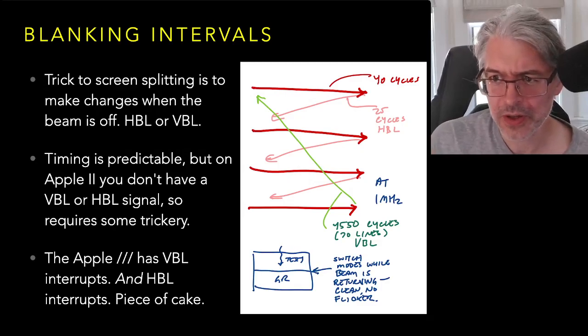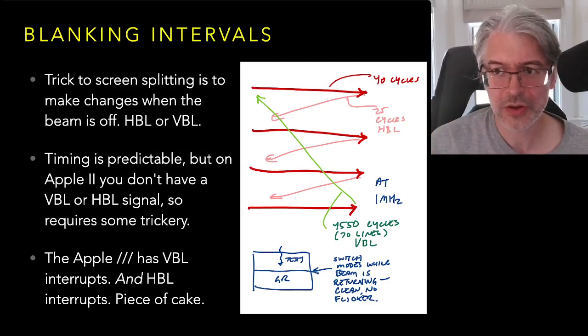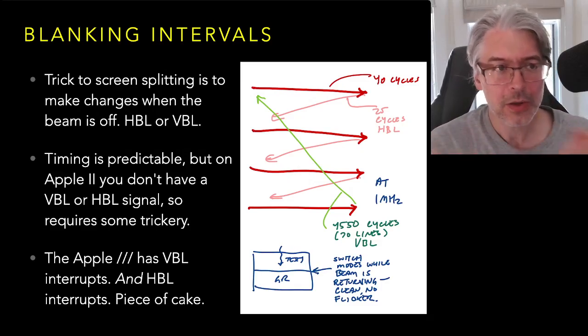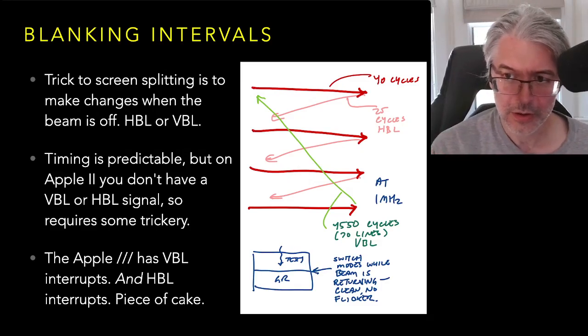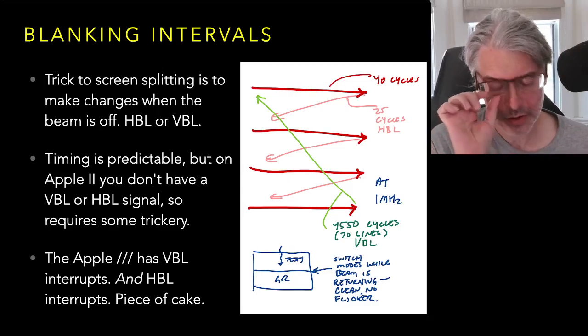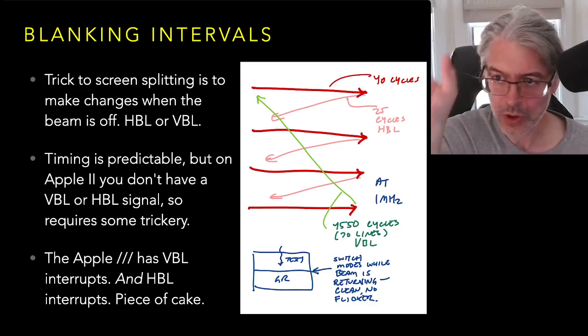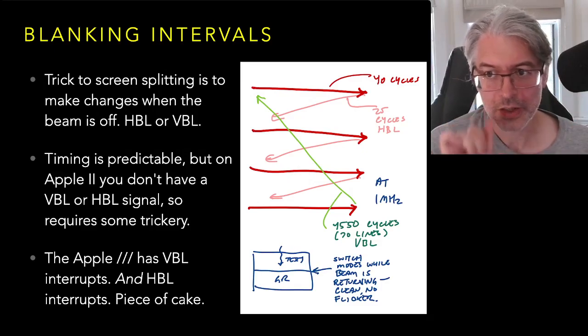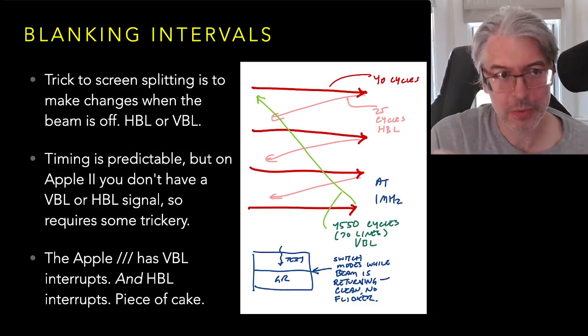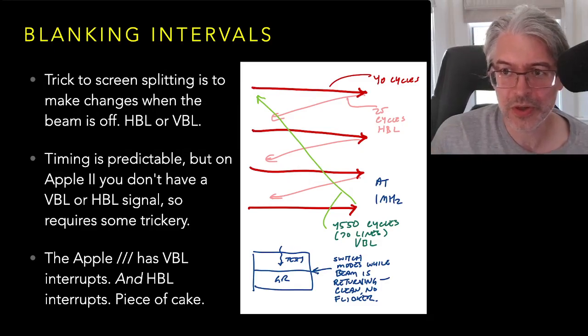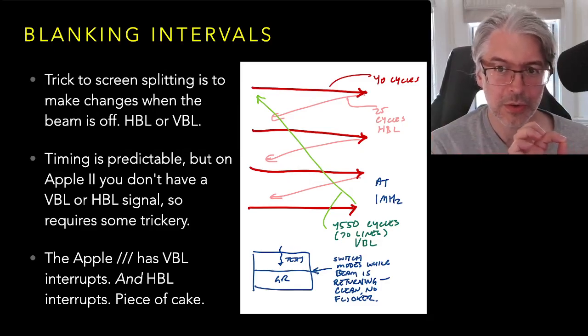So here I have a little picture of how the blanking is supposed to work, and so we know how long everything is. It takes 40 cycles to draw a line, and that basically corresponds to one column per line, so either one text character or one group of 7 high-res pixels. Then it takes 25 cycles to do a horizontal blank.